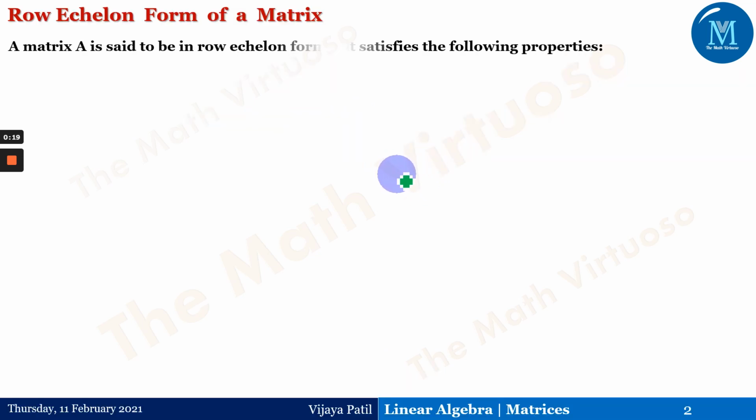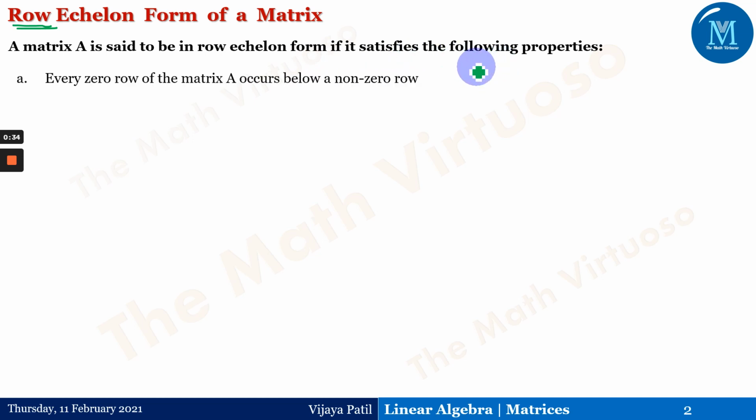Now what exactly is the row echelon form of a matrix? The name itself suggests that we have the restriction to use only row transformations here. A matrix A is said to be in a row echelon form if it satisfies the following properties. Every zero row of a matrix A occurs below a non-zero row. That means if there is any zero row present, it should be at the end of the matrix.